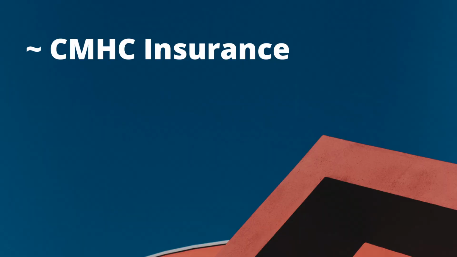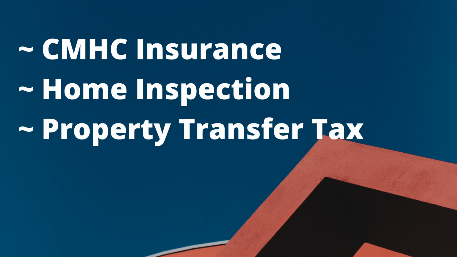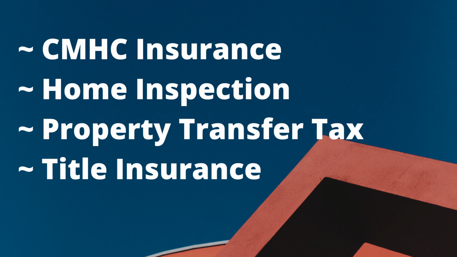Now, this is an oversimplification. There's other costs associated with purchasing a house, and so these numbers aren't going to work out exactly as I've said here. You will still have to come up with money for things like your CMHC insurance premium, either that or they're added onto your mortgage, home inspections, property transfer tax unless you qualify for an exemption, title insurance, etc. However, for the purposes of explaining the difference between a deposit and a down payment, this is a good example.